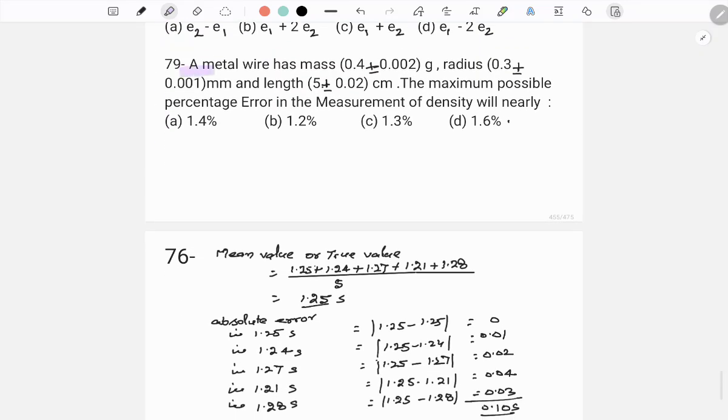79th. A metal wire has mass 0.4 plus minus 0.002 gram, radius 0.3 plus minus 0.001 mm and length 5 plus minus 0.02 centimeter. The maximum possible error in measurement of density will be nearly.